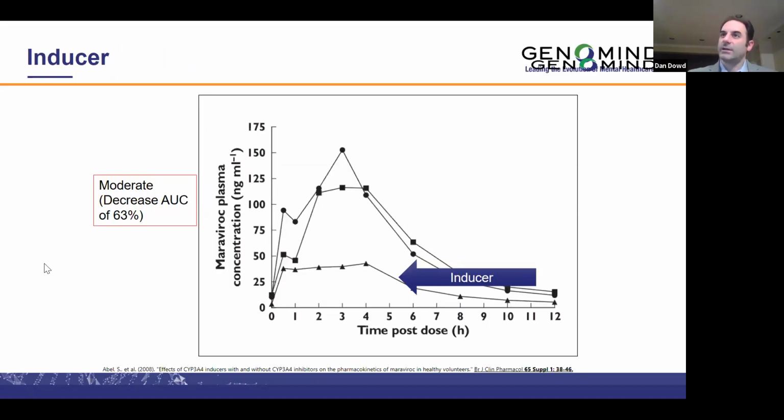Now, if we look at inducers, it's just the opposite. So in this case, we're looking at a medication for HIV. Don't worry about what the medication is, but with this medication by itself, we get the AUC curve with the black dots right here. And then when you add an enzyme inducer, you see the AUC with the triangles. So there's a significant decrease in blood levels with a moderate or major inducer.